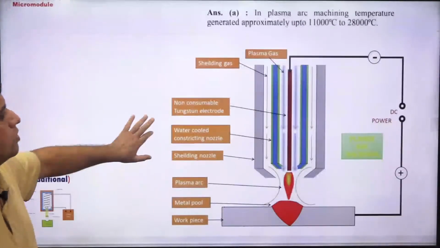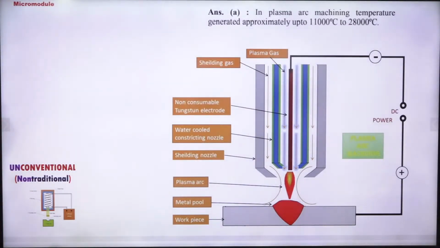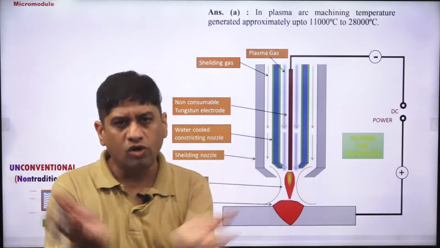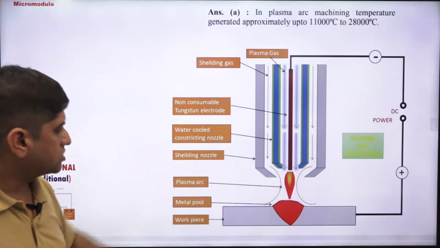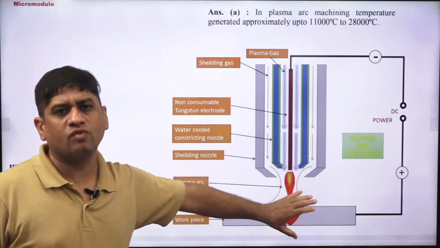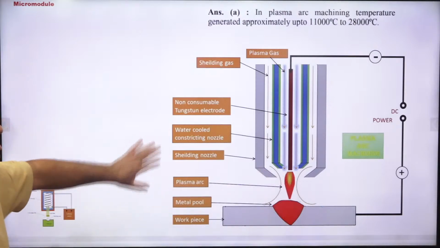And also please note down, what do you mean by plasma? Plasma gas is different, shielding gas is different. The shielding gas will shield the molten metal part because that will get oxidized. This diagram is actually of plasma arc welding. By mistake this diagram has come, but it is relevant for this also.